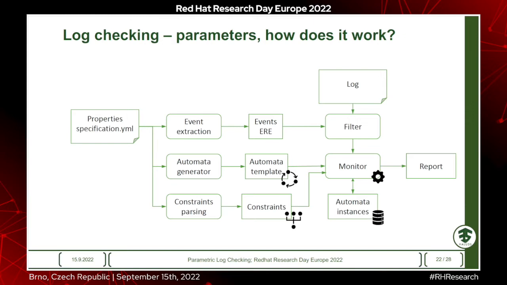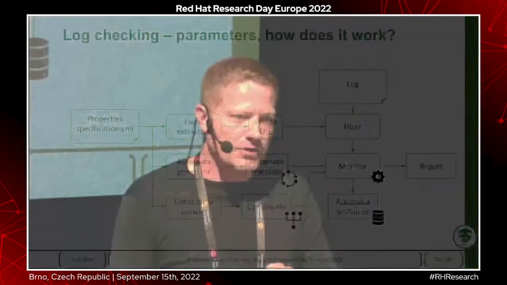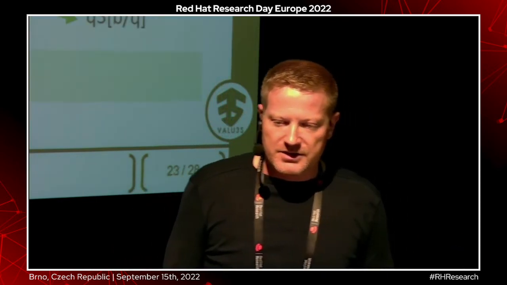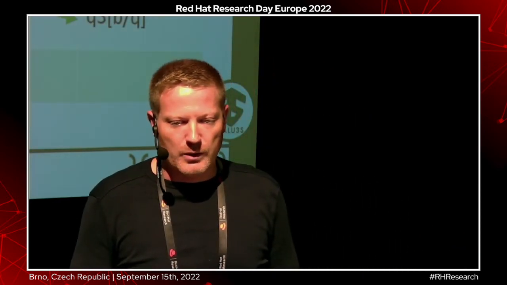The log checker with parameters works much harder. It needs to parse the constraints and look for those constraints, and the monitor itself must take into account all of the parameters, which are unknown during the execution. You don't know which parameter will be in the next event. So the monitor will work as follows.